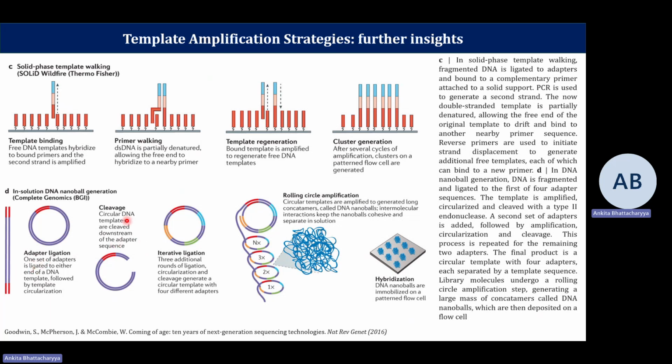If you remember, we had seen that there is formation of concatemer-like structures. So you have adapter ligation to either end of a DNA template, again shown here in red, followed by circularization of the template. Now this forms a covalently closed circle. Next, these templates are cleaved downstream of your original adapter, or adapter 1, the red colored one, following which you will have the incorporation of adapters 2, 3, and 4 in an iterative manner, circularization, and cleavage, generating a circular template with 4 different adapters, as you can see here.